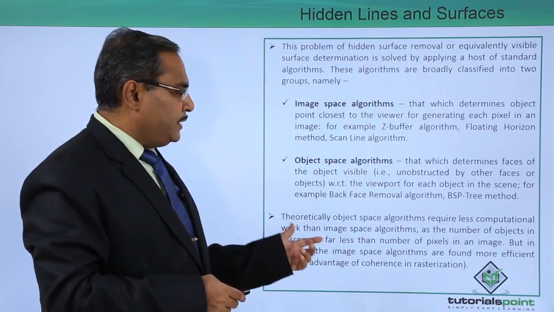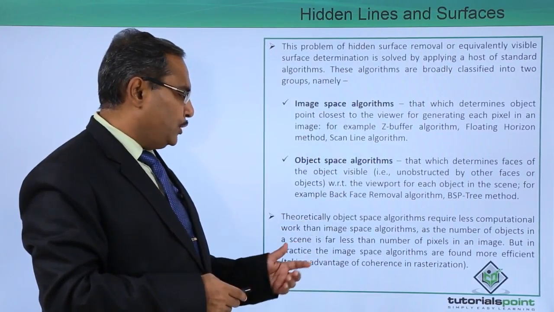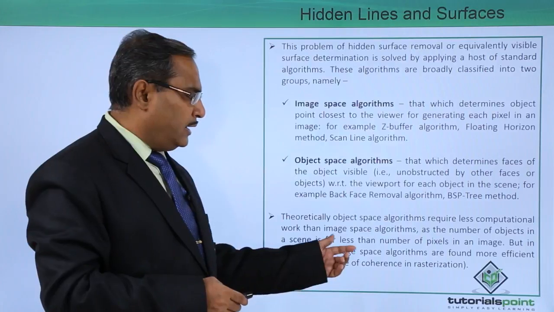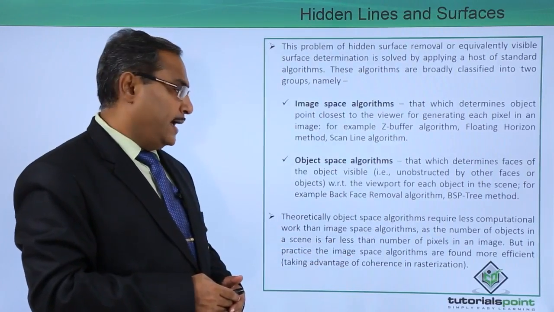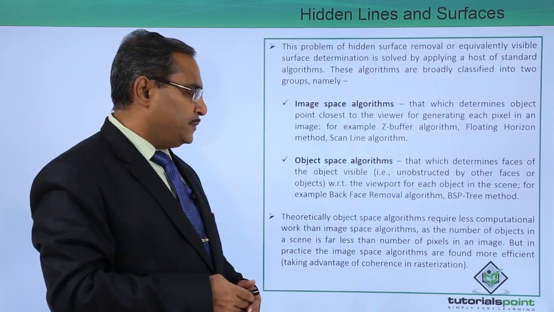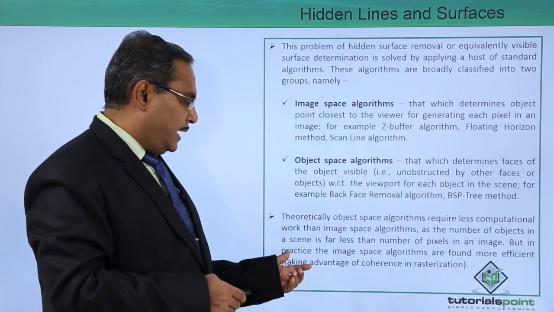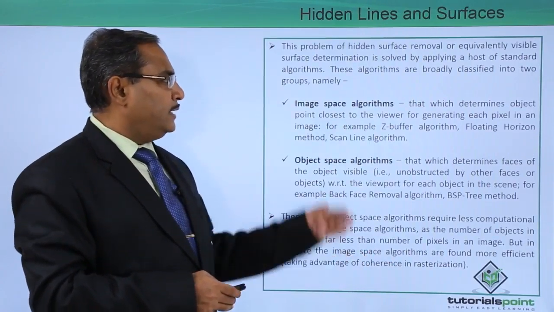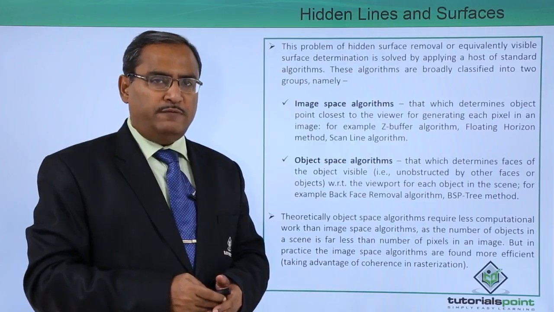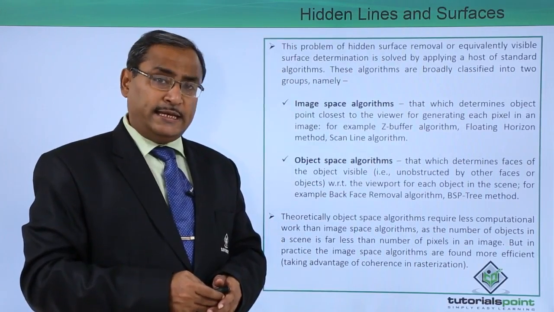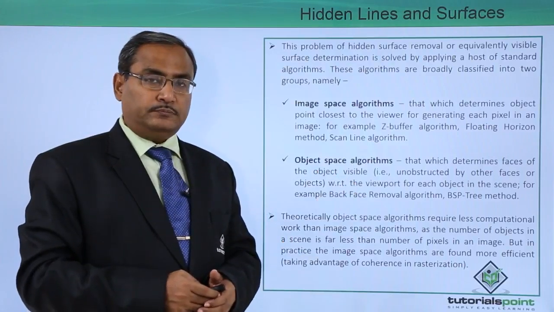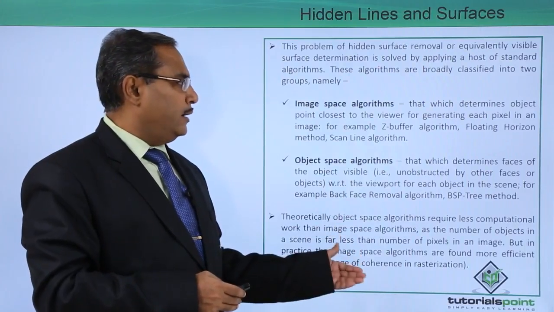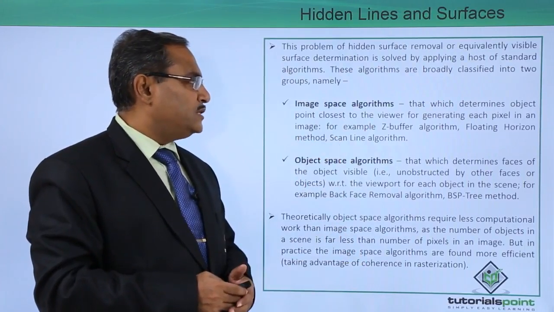Theoretically, object space algorithms require less computational work than image space algorithms, as the number of objects in the scene is far less than the number of pixels in an image. But in practice, the image space algorithms are found more efficient, taking advantage of coherence in the rasterization. Image space algorithms are computationally heavy because we consider each and every pixel, whereas object space algorithms are a little lighter computationally, but we get good efficiency from the image space algorithms.